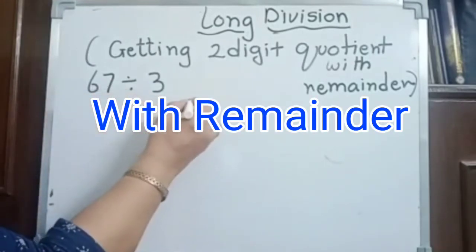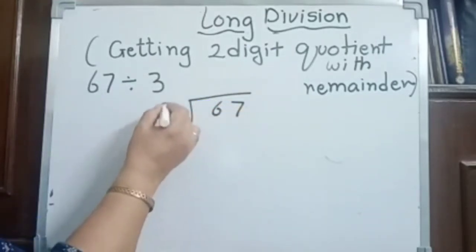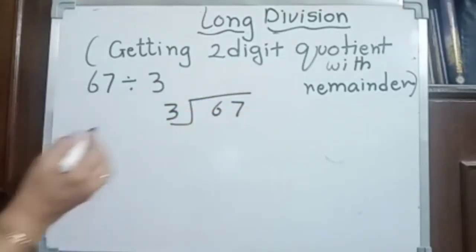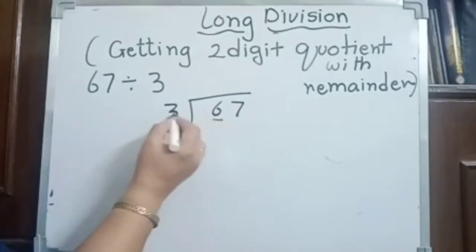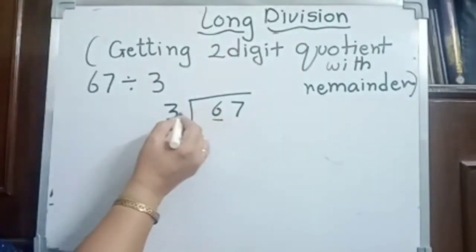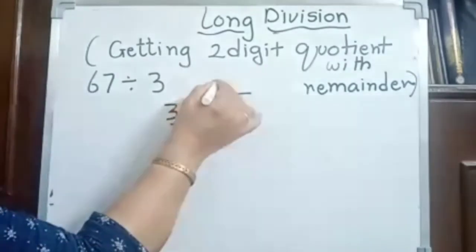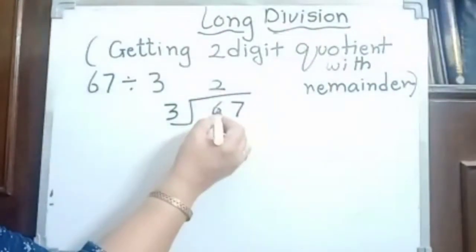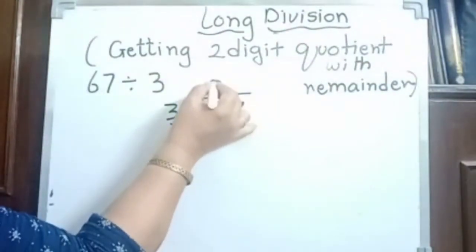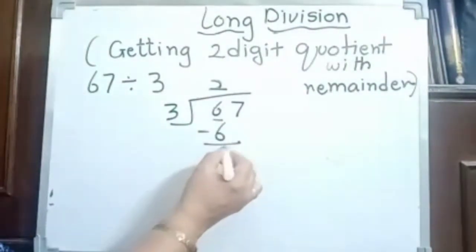Now we have 67. What to do? 67. Here 3 is the divisor, outside. Now go to the first number from here, close to this number. Close to this number. So count the table of 3. 3 ones are 3, 3 twos are 6. Take care, this should be here, in the proper place value. 6 minus 6, 0.